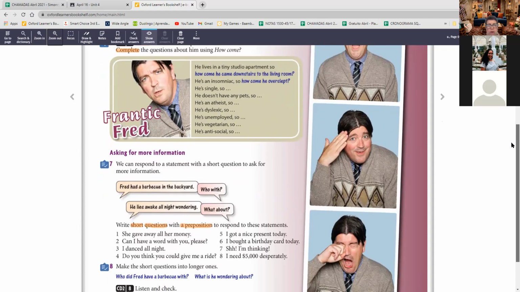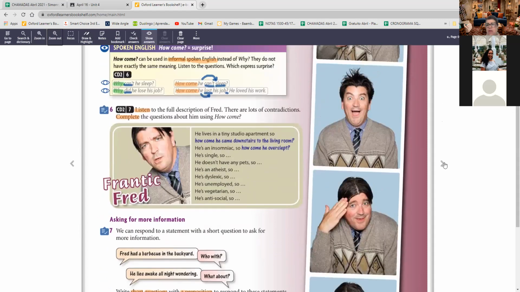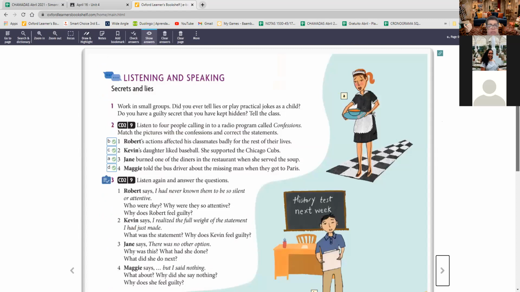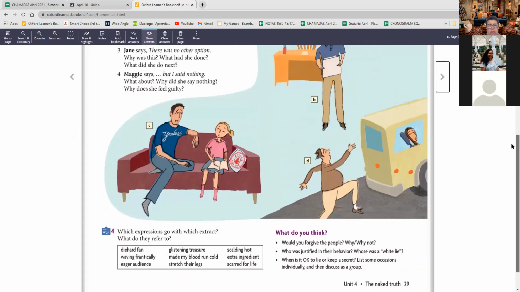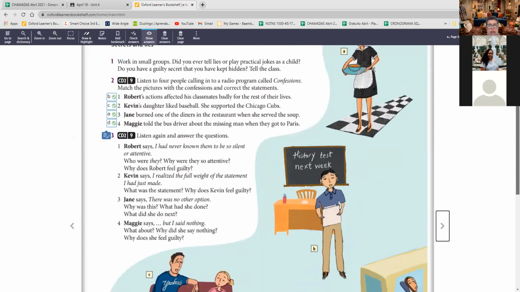No? Can we move on? No, teacher. Yes, we have just, yeah, we just have a few minutes to go and we still have to do all these pages. So let's go to this one here, guys.